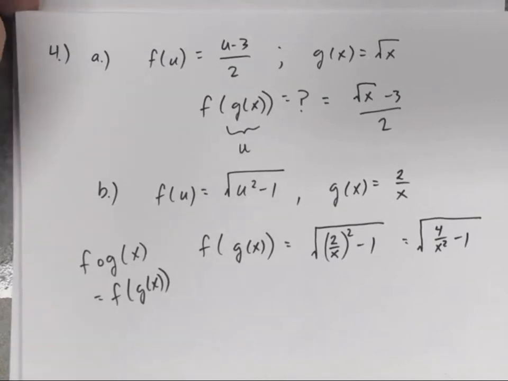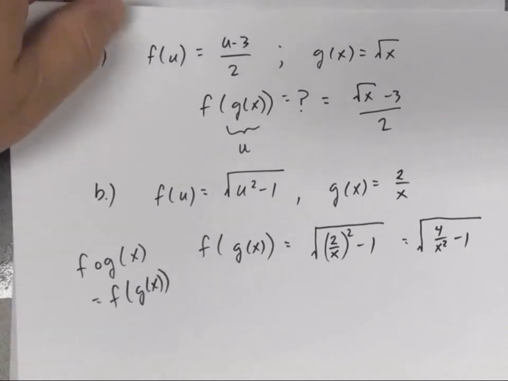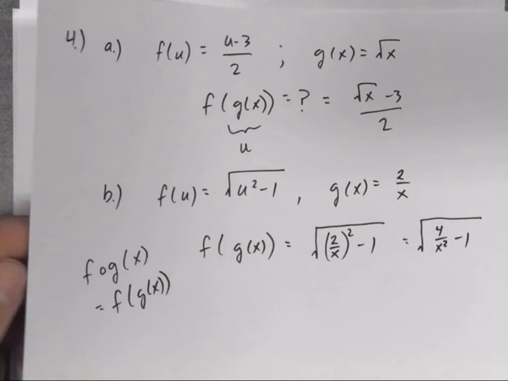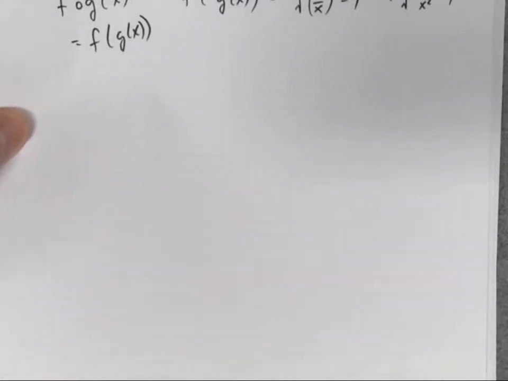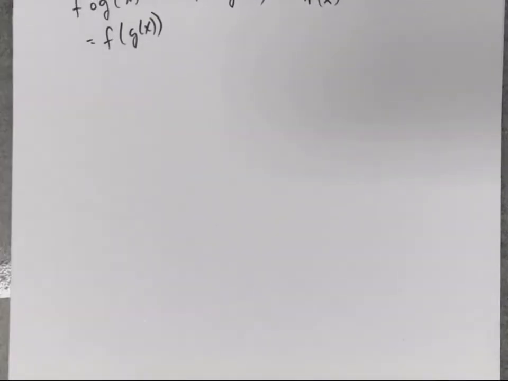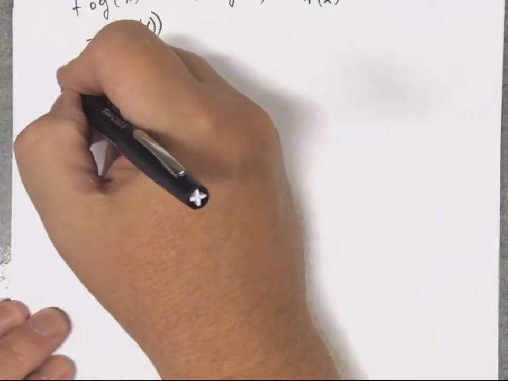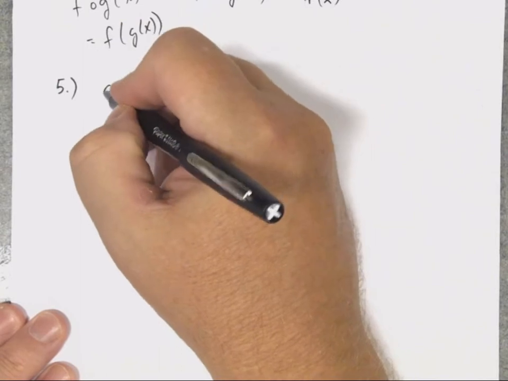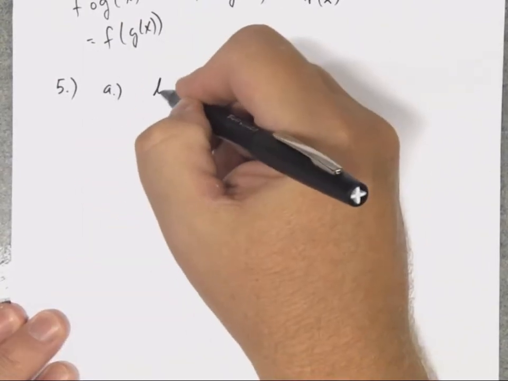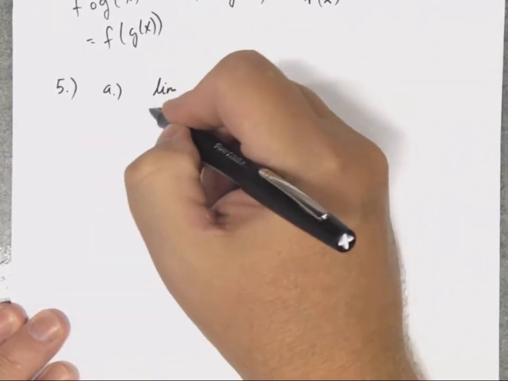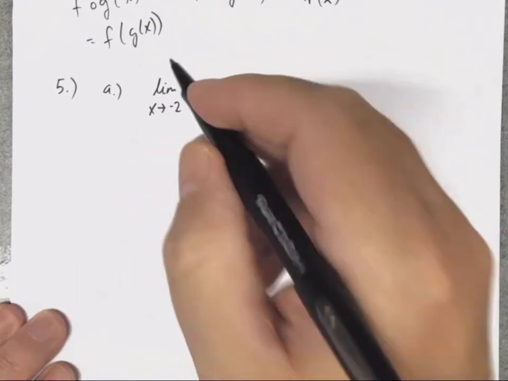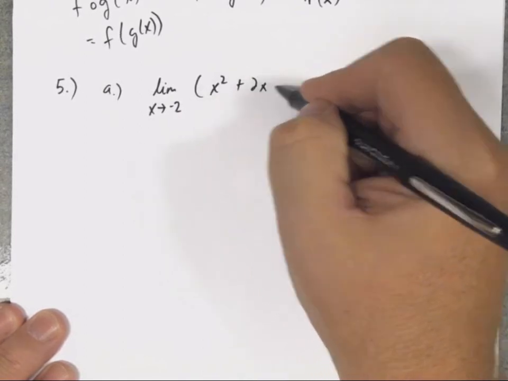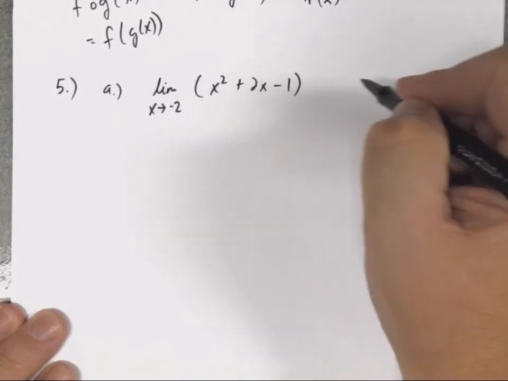All right, now starting with problem 5, we get into a little bit of stuff that's more now preparing us for calculus. We have a couple limit problems. It says find the indicated limits, and for this one it says the limit as x approaches negative 2, x squared plus 2x minus 1.